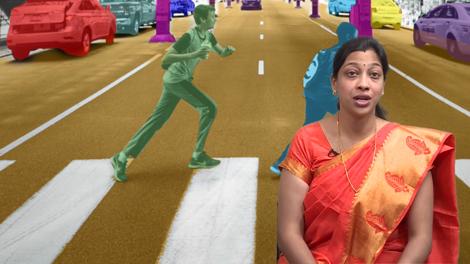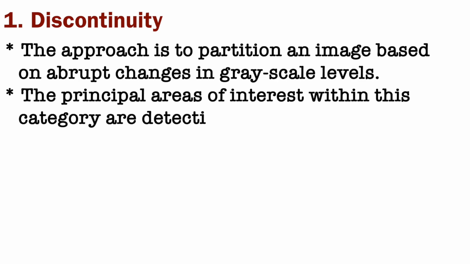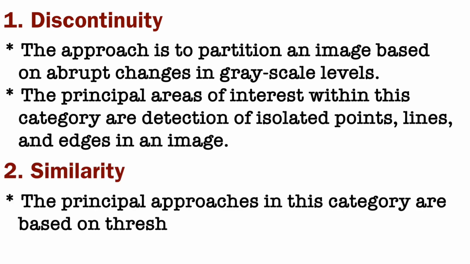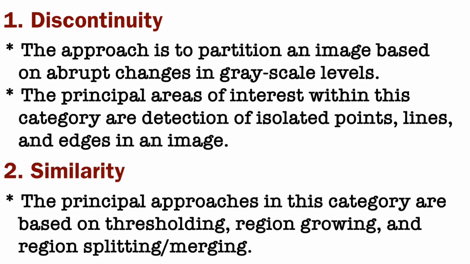Now, what is discontinuity? The approach is to partition an image based on abrupt changes in grayscale level. The principal areas of interest within this category are detection of isolated points, lines and edges in an image. Now, what is similarity? The principal approaches in this category are based on thresholding, region growing, and region splitting and merging.